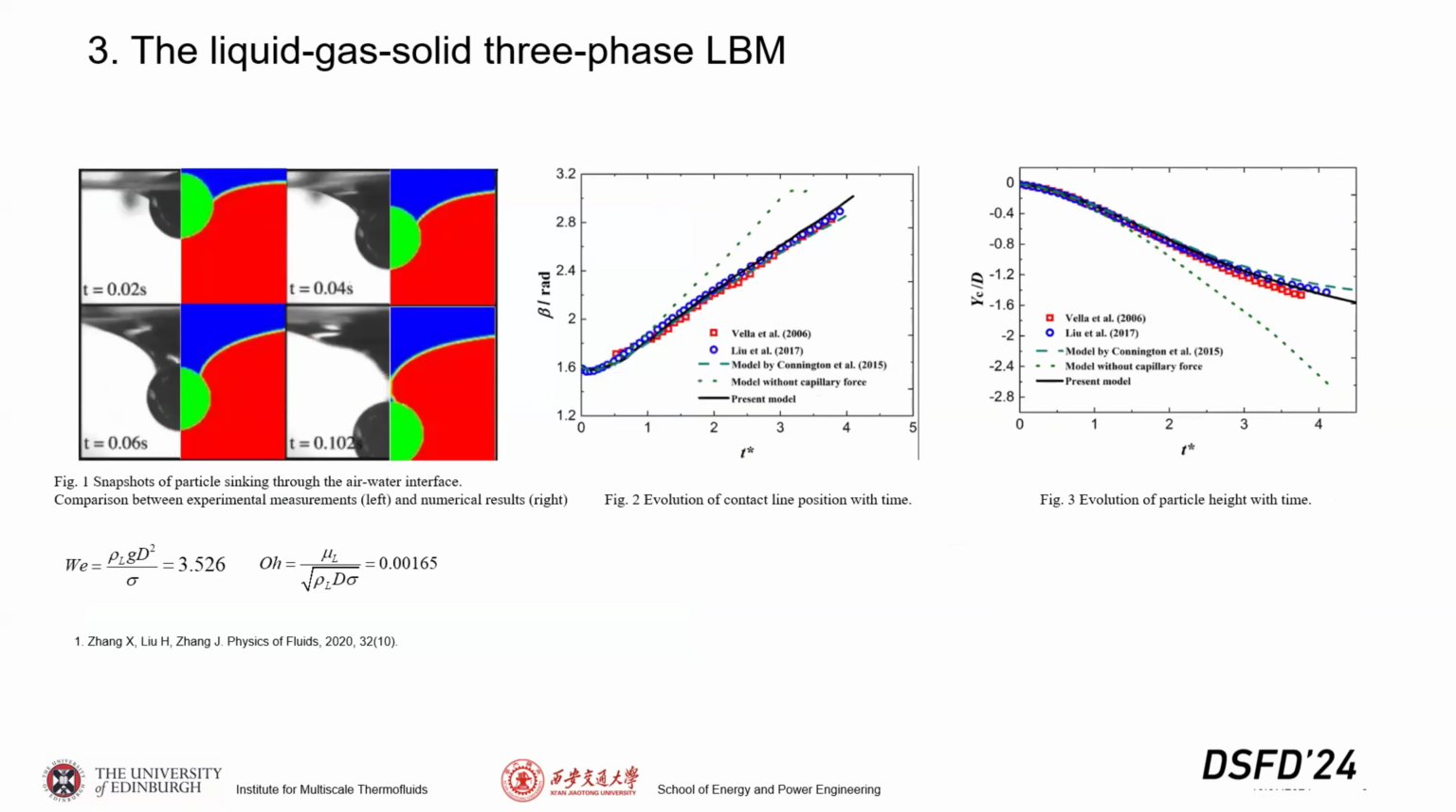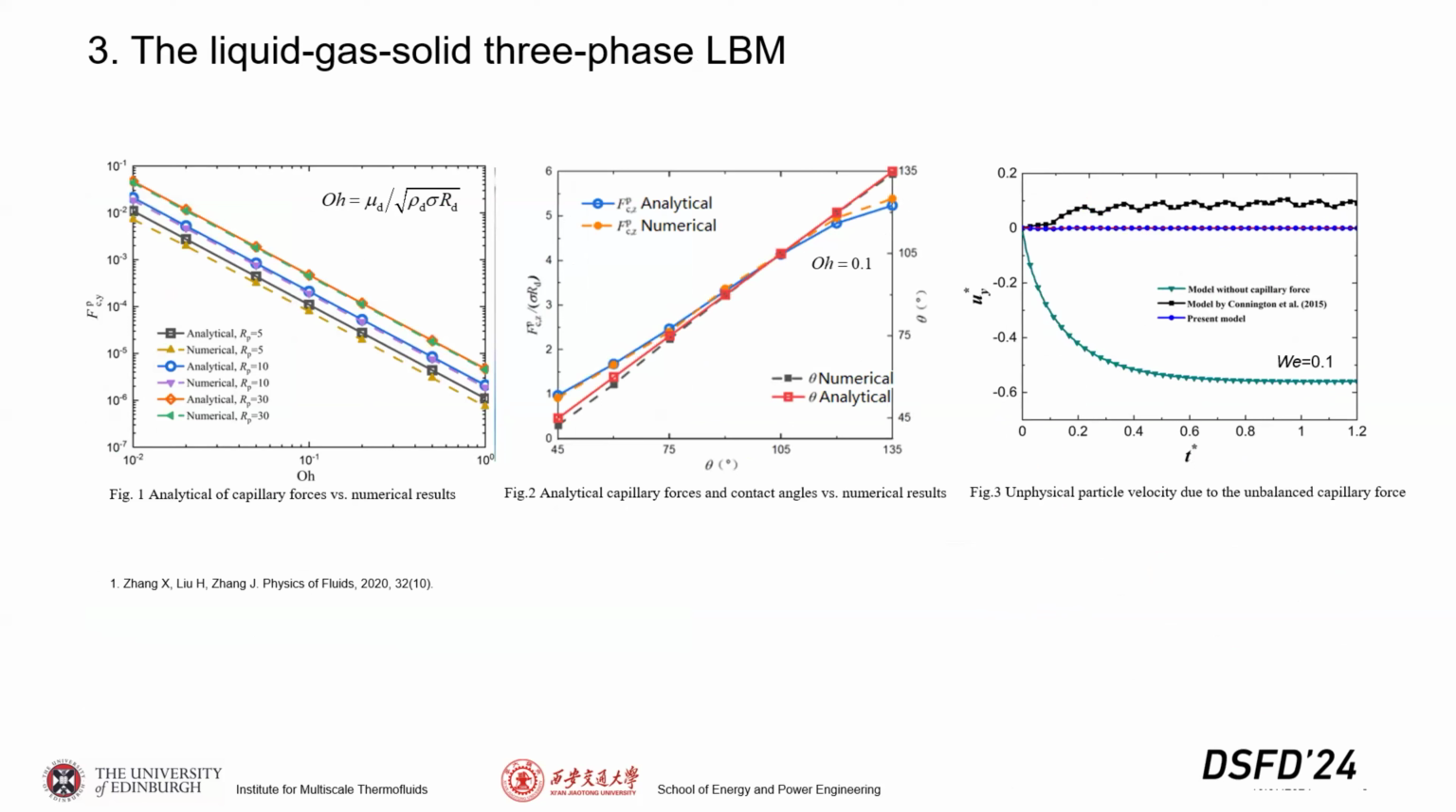Here are the simulation results. The first figure represents the obtained capillary force under different radii of the particles. We tried different sizes of particles, and we found that when the radius of the particle is larger than 10 lattices, we can get accurate capillary force. The second picture is about different wettabilities of the particle surface, and we can capture the capillary force accurately when the contact angle ranges from 45 degrees to 135 degrees.